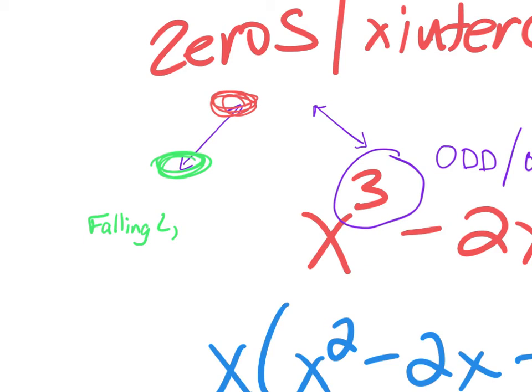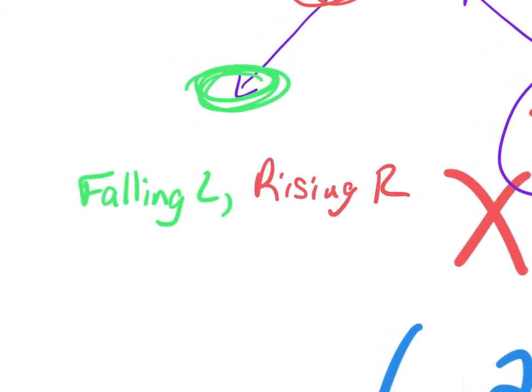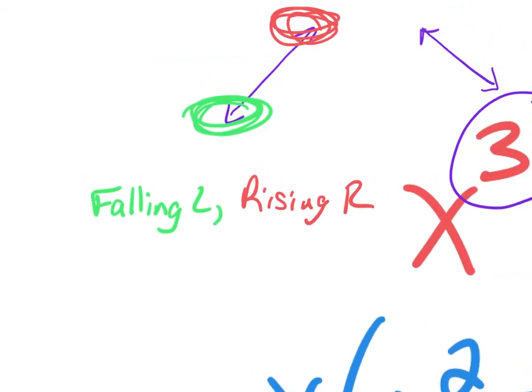Is it going up or down? It's rising on the right. So think about this. When I'm talking about infinities, on the y-axis, if something is falling, is it going to negative infinity or positive infinity? If it's falling, is it going down to negative infinity or up to positive infinity? It's going down on this side. And what's it doing on the other side?